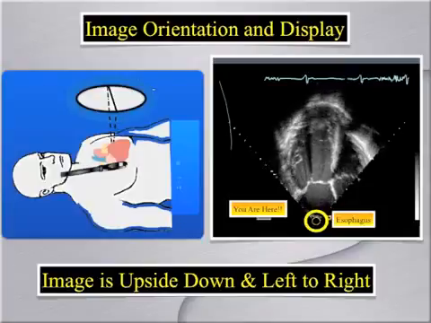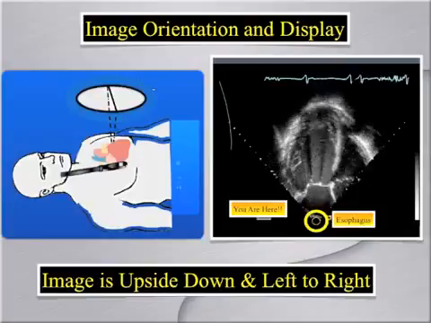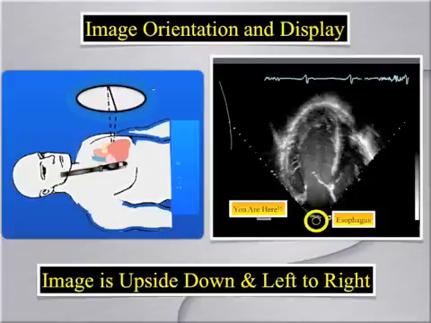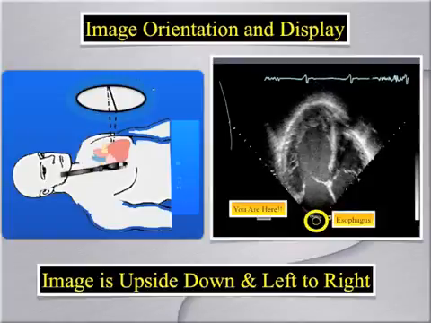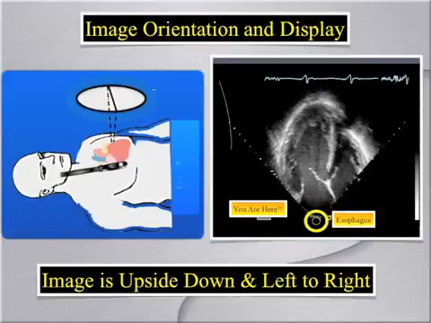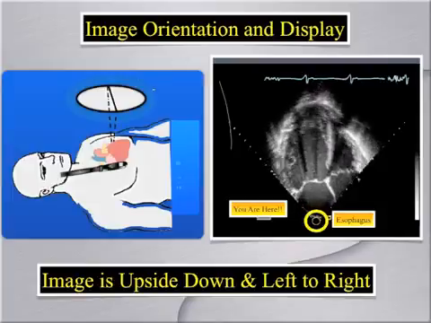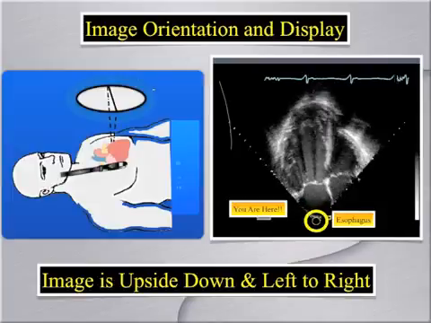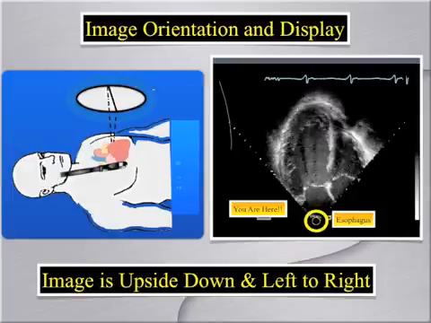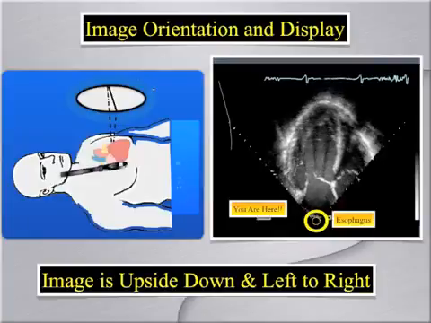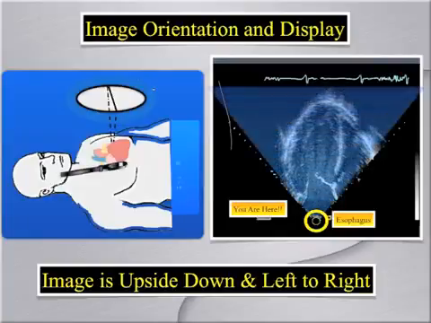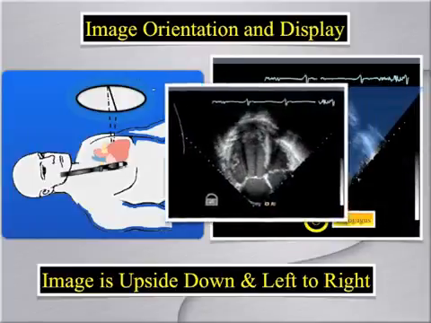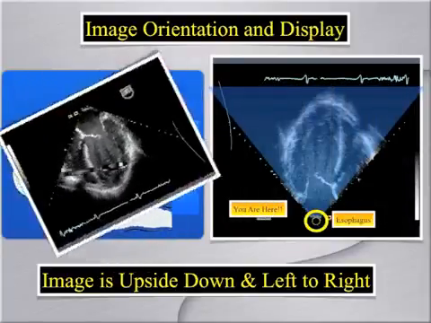Complicating image analysis further is the fact that by convention, the TEE image is displayed on the screen in a manner which is inverted both vertically and horizontally from the way the heart sits anatomically in relationship to the probe. Here we see how the image is obtained from the point of view of the probe in the esophagus, and then rotated for display on the screen.